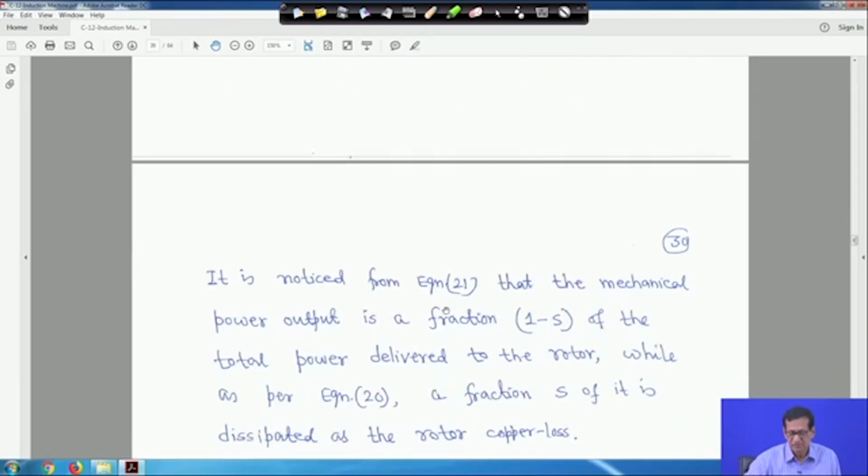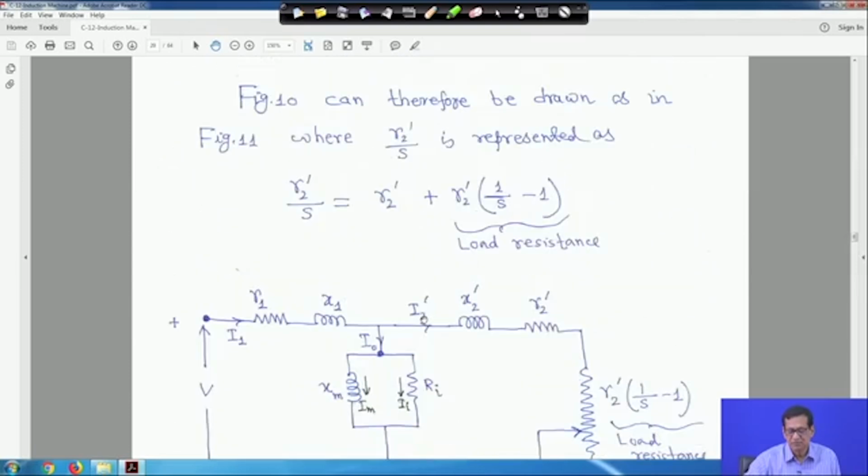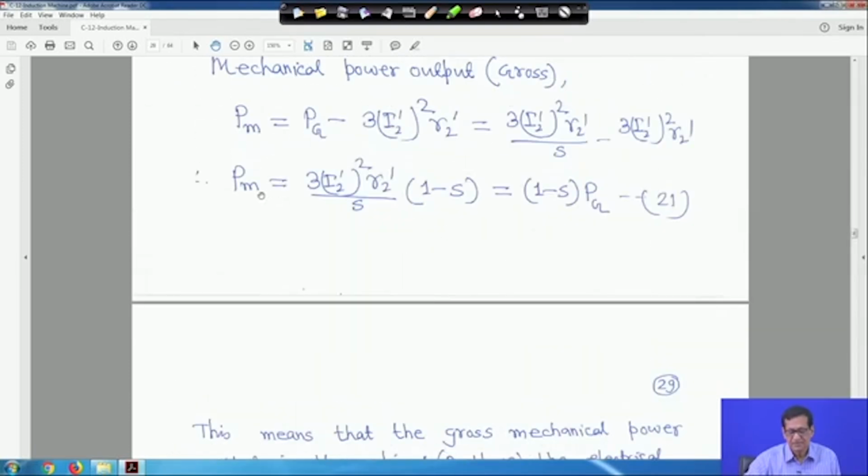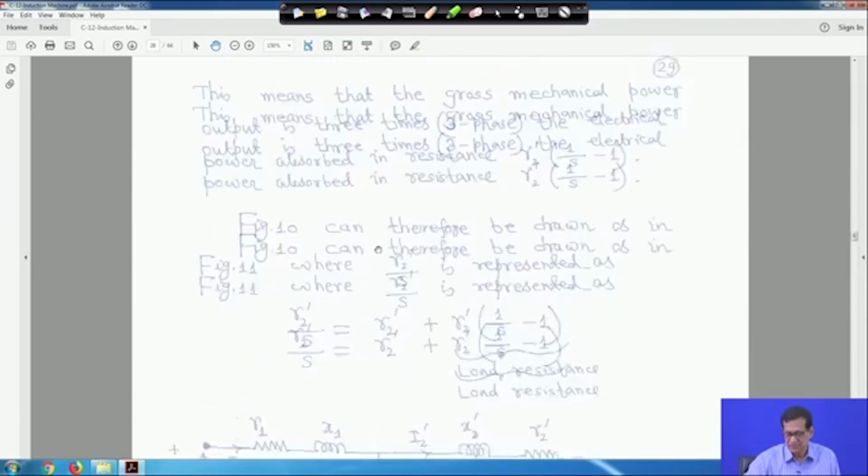Now, it is noticed from equation 21 that the mechanical power output is a fraction 1 minus S of the total power delivered to the rotor. We have seen PM is equal to 1 minus S PG, where PG is the air gap power and PM is the mechanical power output.